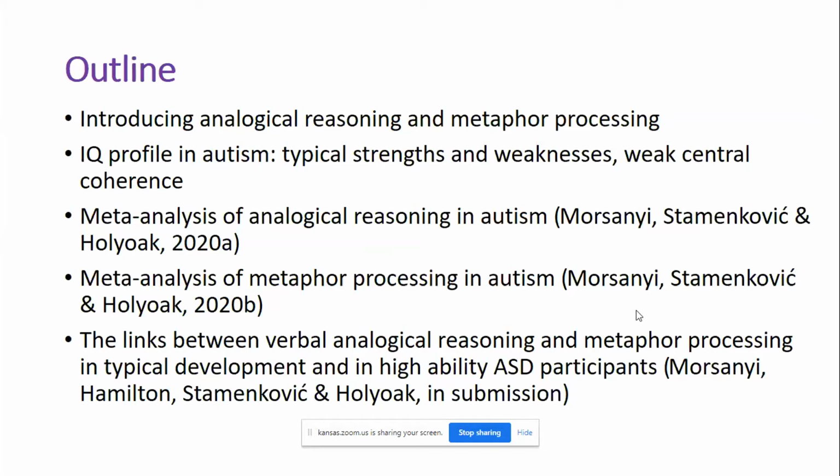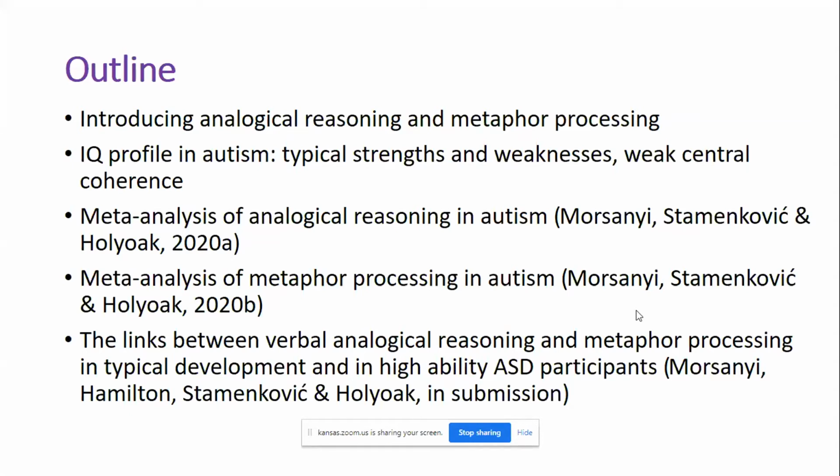I will start by introducing analogical reasoning and metaphor processing. And I will also talk about the typical IQ profile in autism. So what are the typical strengths and weaknesses of autistic people? And also the concept of weak central coherence, which you might not be familiar with if you are not really into the autism literature.